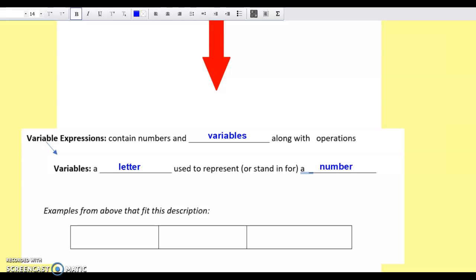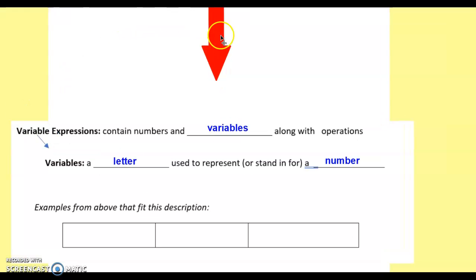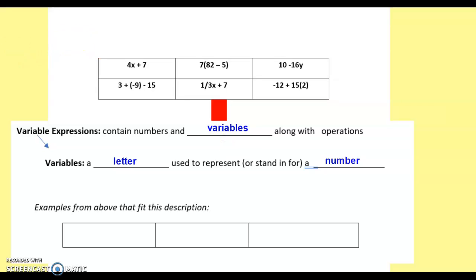Okay, looking at those examples again that we reviewed on the first page, here they are. So which ones would be variable expressions? They are the ones with the variables, the letters. So going through, hopefully you can identify 4x plus 7. Again, there is that variable x that makes it a variable expression. The second one we said was numerical. It only has numbers. The third one here, we have 10 minus 16y. Oh, that y, again, is what categorizes it as a variable expression.